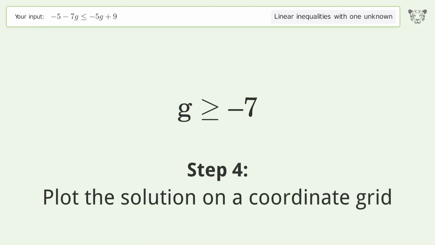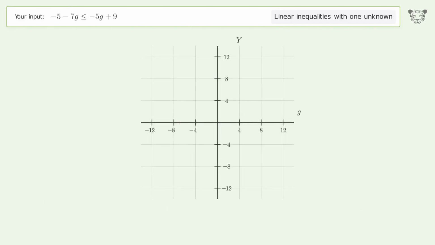Plot the solution on a coordinate grid. And so the final result is g equal or greater than -7.